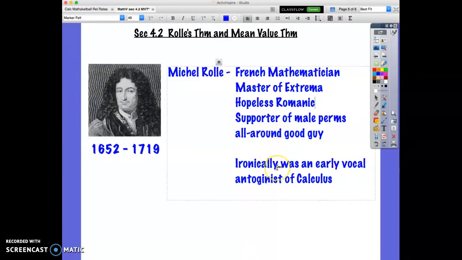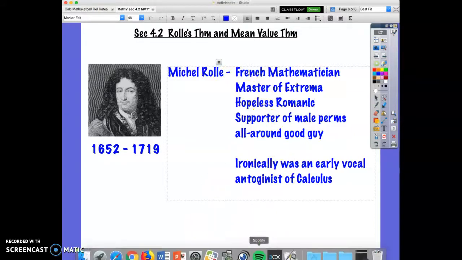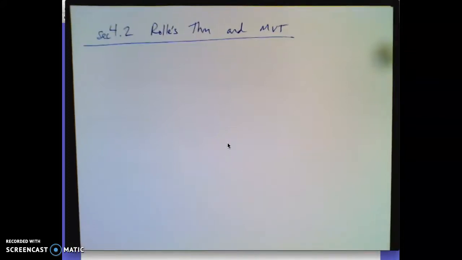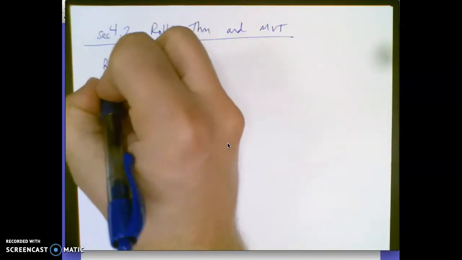And ironically, he was an early vocal antagonist of calculus, which means he was actually anti-calculus. He said calculus is bad when it first started. And the irony is his theorem is used in this stuff we're about to do in calculus, which is kind of funny. He had a cool hairdo. But anyway, his name was Michel, my consigliere.